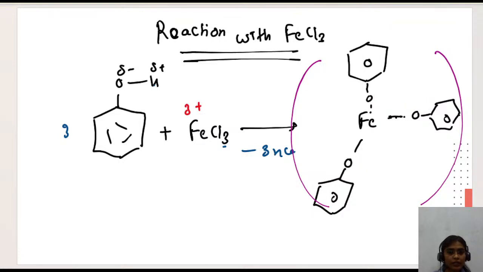And how about the color? The color is not fixed, because different kinds of phenol give different colors, but for this typical case a purple color appears. It's a purple color complex. This is how the reaction with FeCl3 works.